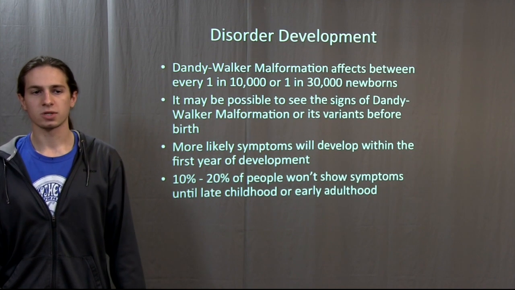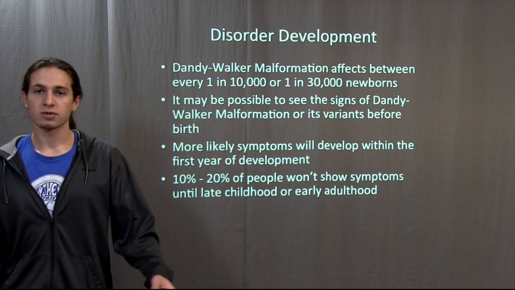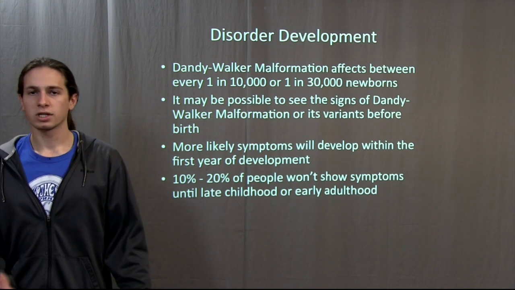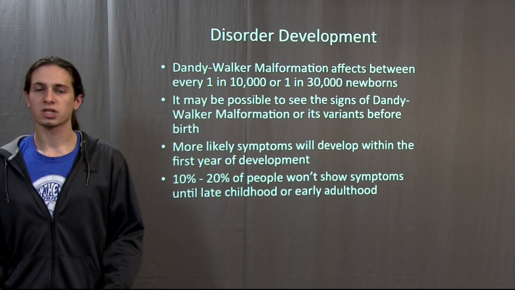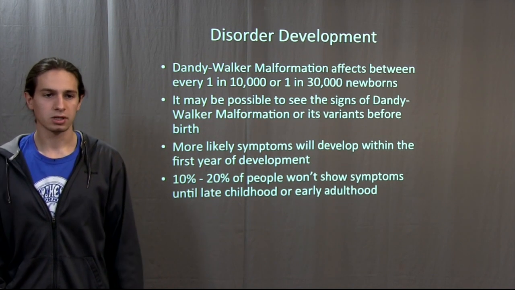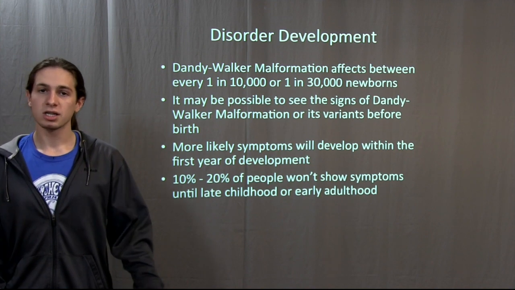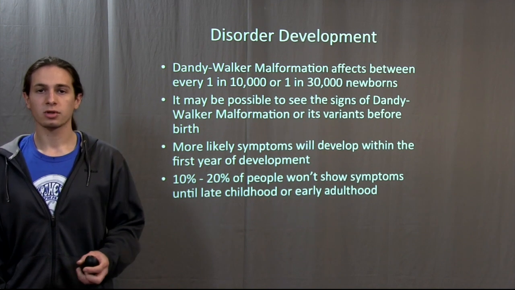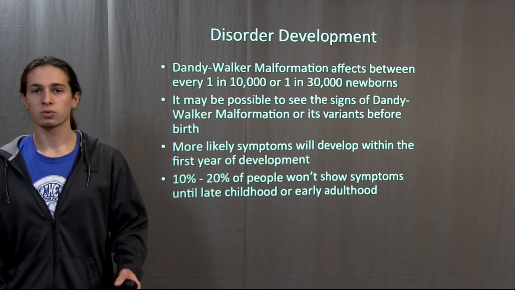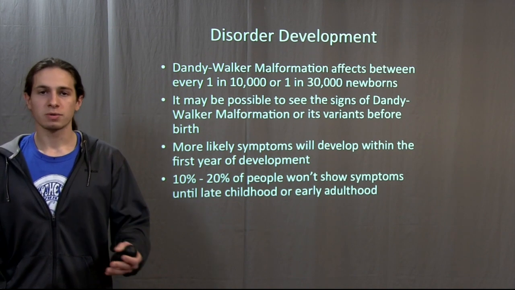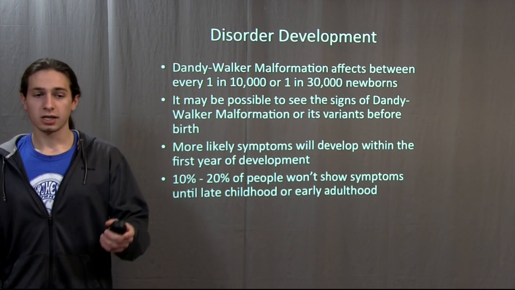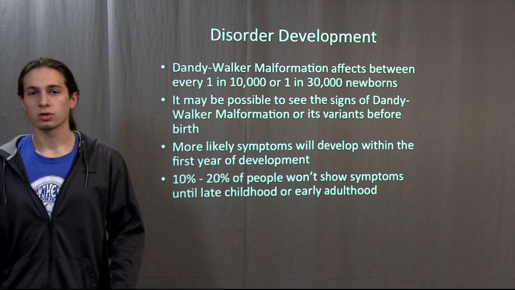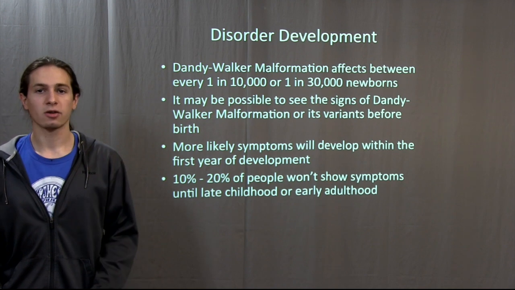Now, before I get into the symptoms, I just wanted to go over the prevalence of it as well as how it may develop. It affects anywhere in between 1 in 10,000 and 1 in 30,000 newborns, so it's not extremely prevalent, but it is fairly prevalent. And it may be possible to actually see the signs of the disorder developing or its variants before the child is born. However, it's much more likely that you won't see them until the child is 1 year or maybe a couple of years old. However, 10 to 20% of cases won't show any symptoms until late childhood into early adulthood.